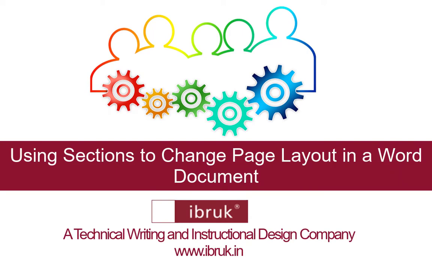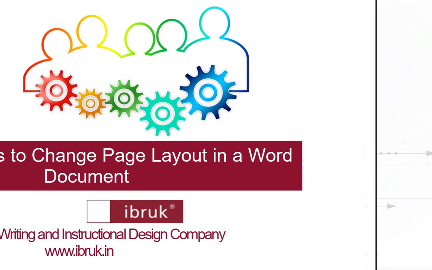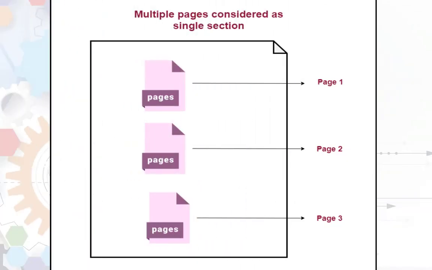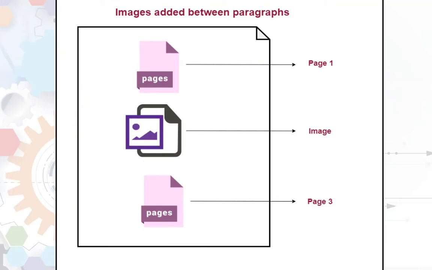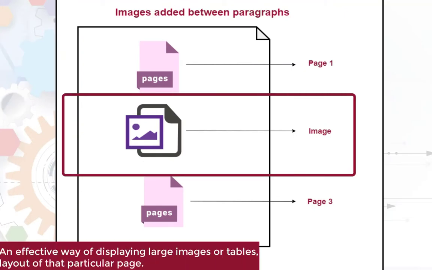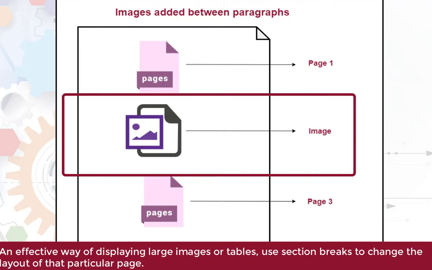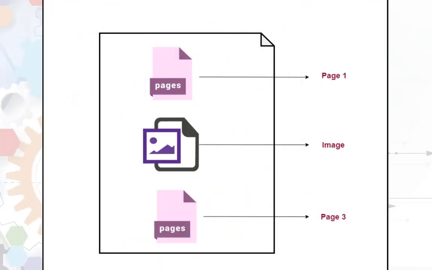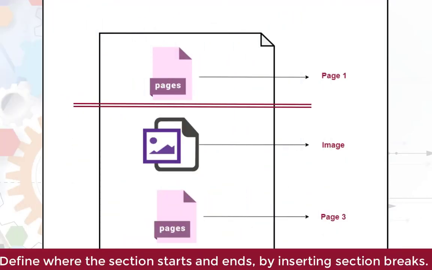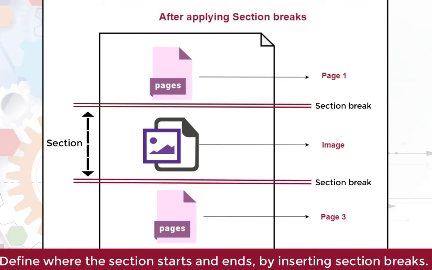In this video, we will see how to change the layout of a page, using section breaks. By default, the whole document uses the same page layout, in terms of margins, size, and orientation. However, for example, when there is a large image, or table, to be displayed in landscape mode, between paragraphs, we can use sections to change the layout of a particular page, in a document. For this, you need to define where the section starts, and ends, by inserting section breaks.